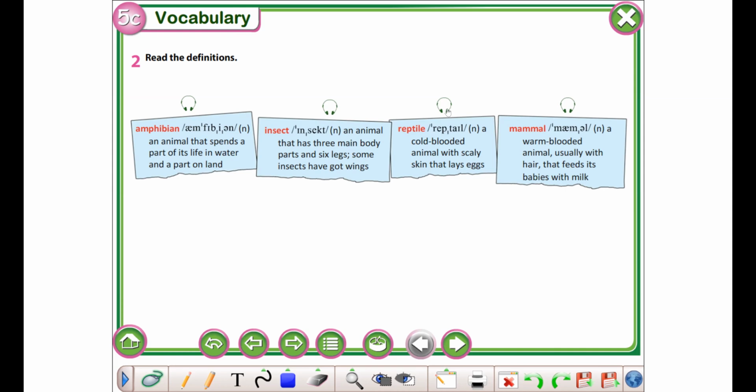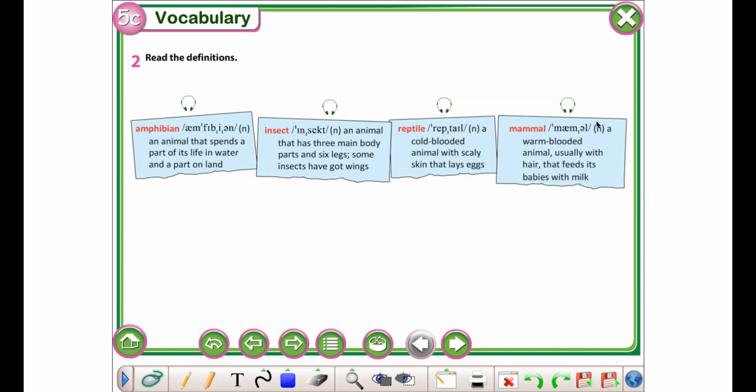Okay. And then a mammal is, as we are, humans. Mammal. Tiger, monkey, yes, the dolphin. Noun. A warm-blooded animal, usually with hair, that feeds its babies with milk. Usually with hair that feeds its babies with milk. Yes, please. The chameleon, what type is it? Chameleon, it's a reptile.